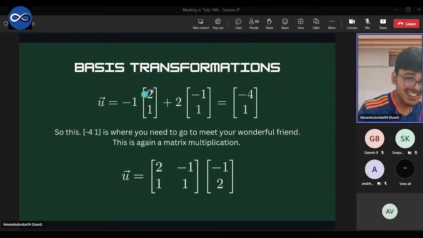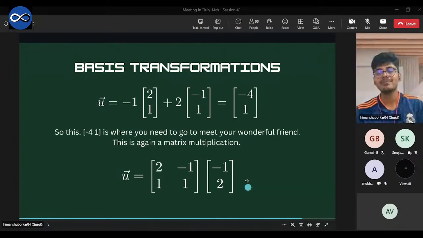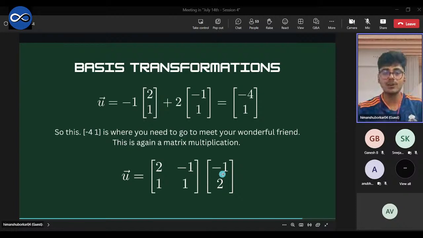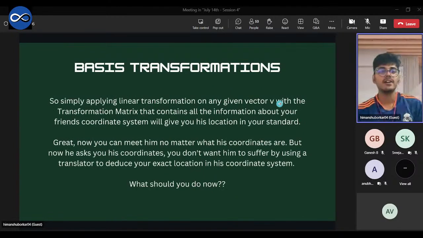And again, this is an example of matrix multiplication. And this is indeed a linear transformation, right? So this is, of course, a linear transformation. Here, this is our original vector, and this is the transformation matrix, or the translator. I like to call it the translator. So applying a linear combination on any vector will give us the transformation, by the transformation matrix.